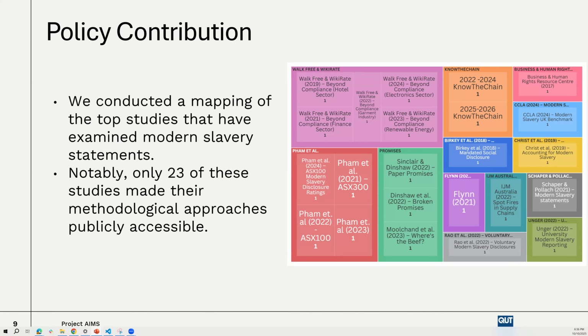the methodology. We started by conducting a literature review of all the different studies that have assessed modern slavery statements either in Australia and in the UK. And I know one of the questions that we received as part of the review of this paper is why UK and Australia? And the answer is simple. The UK and Australia have been the laws that have been implemented the longest, so they have created a lot of modern slavery statements as an output as businesses are responding to this law.